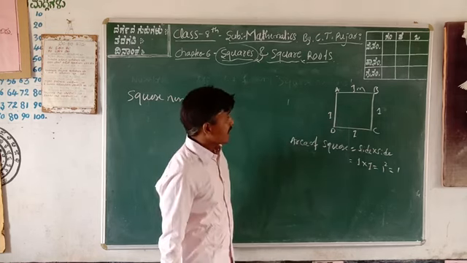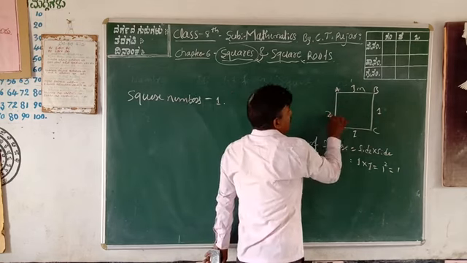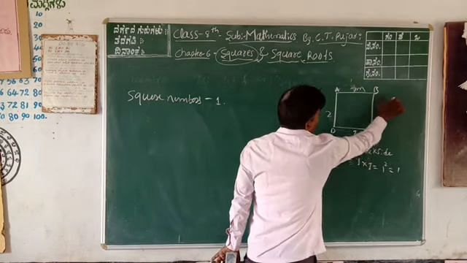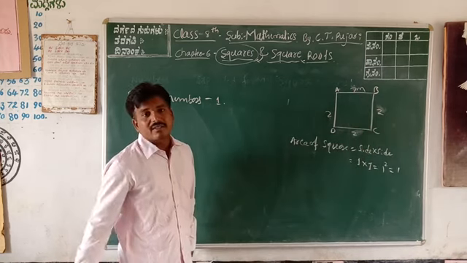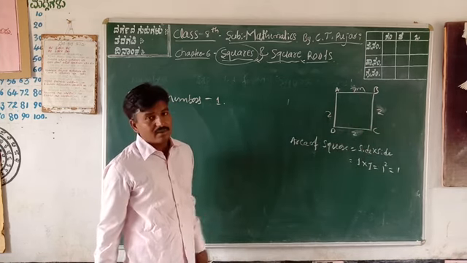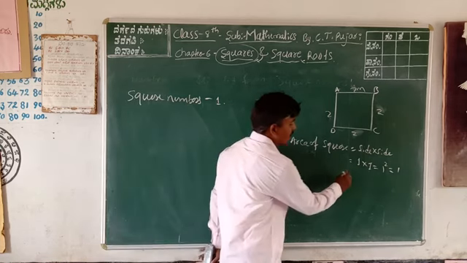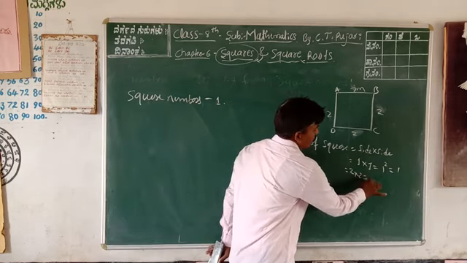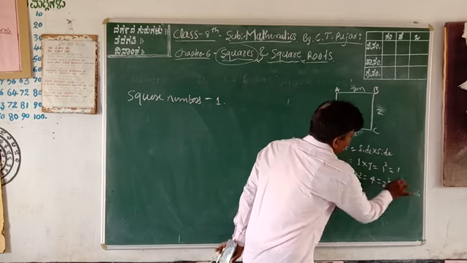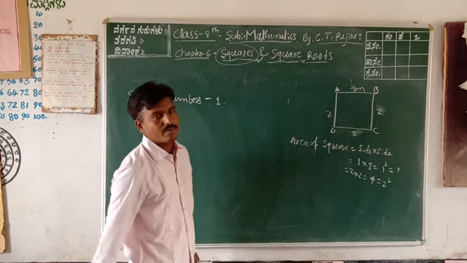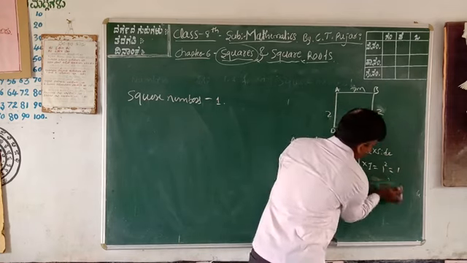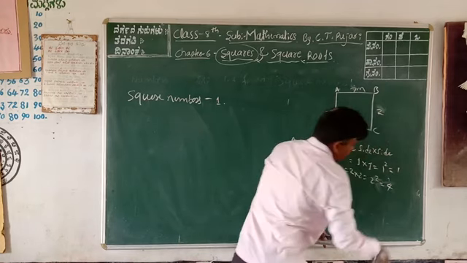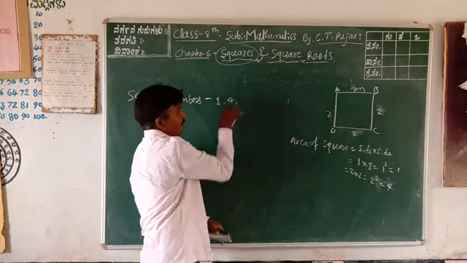What about next? Consider all sides are 2. Find the area of the square. The side is 2 centimeters. Therefore, 2 into 2 is equal to 4, that is, 2 raised to 2. Therefore, 4 is also a square number.